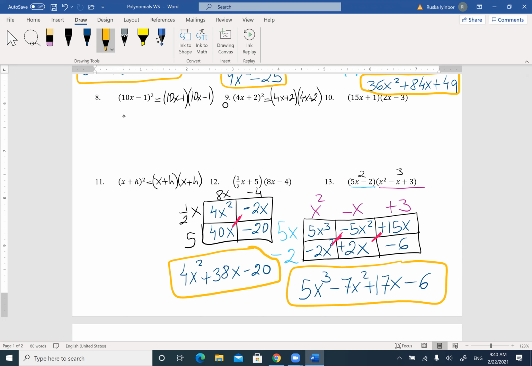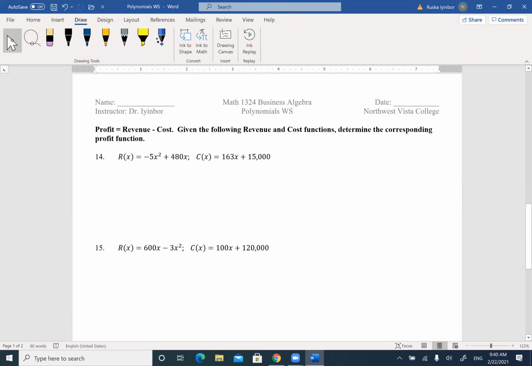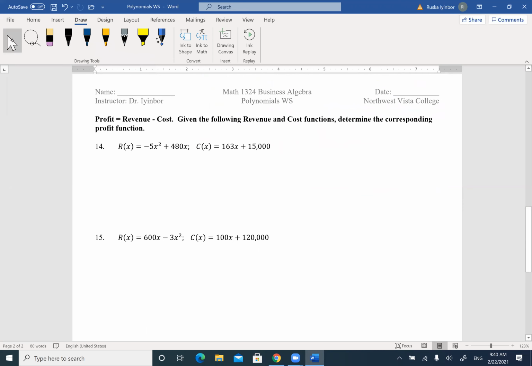Okay, so that's how you do the fractions, the same way, just sometimes if you need to, use a calculator. Okay, so that's how you multiply, add, and subtract polynomials. Now let's do some applications where we're going to talk about revenue and cost functions. And this is your formula. This is what you need to remember.